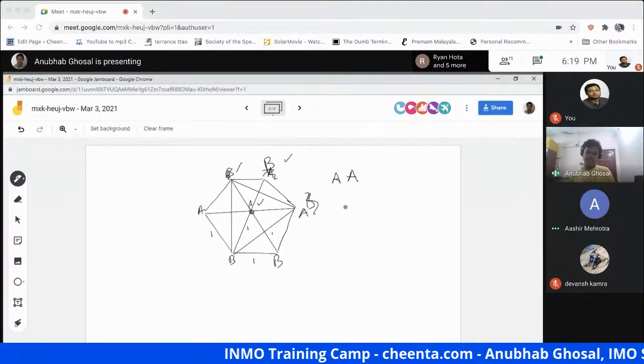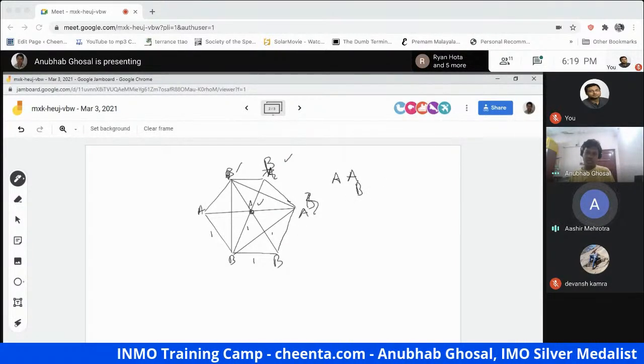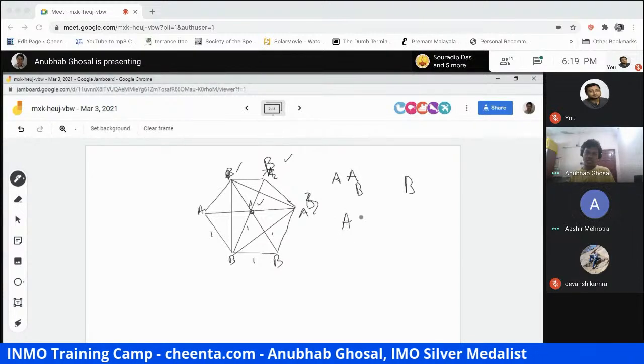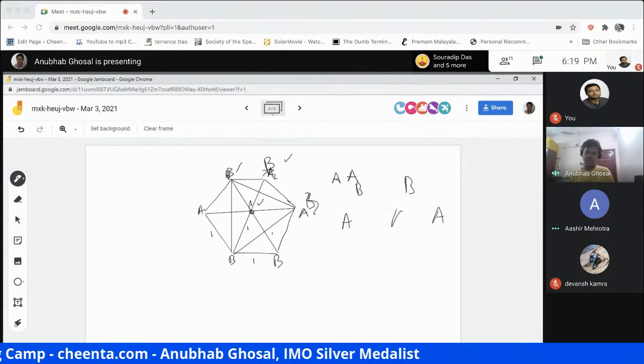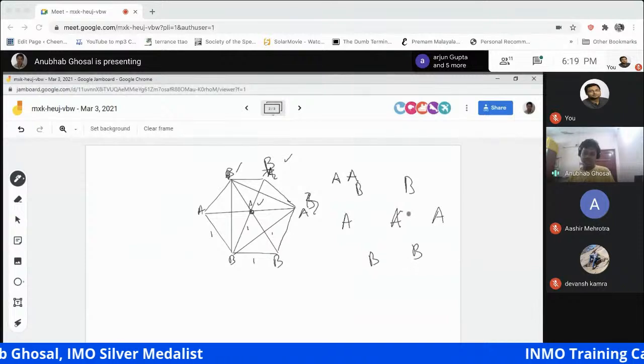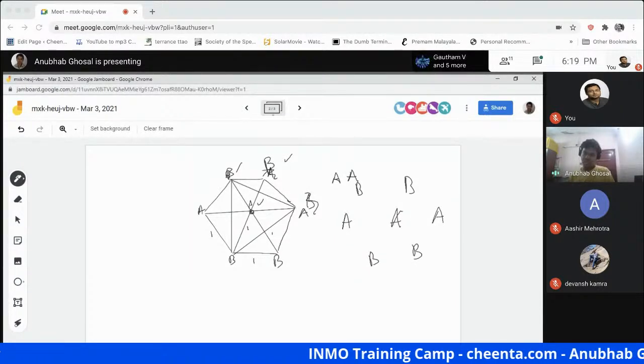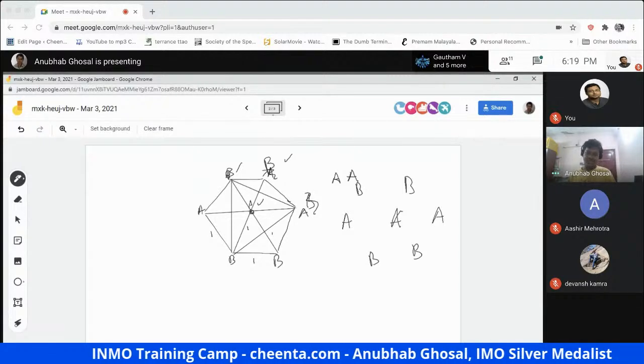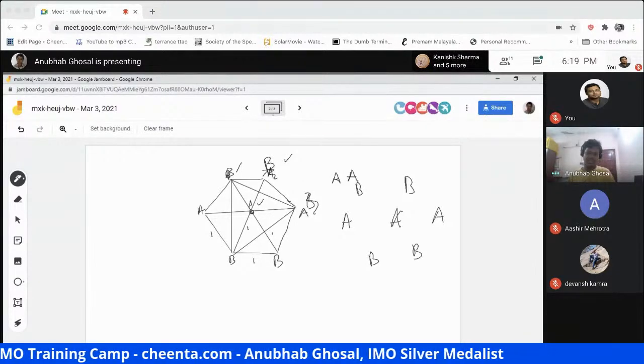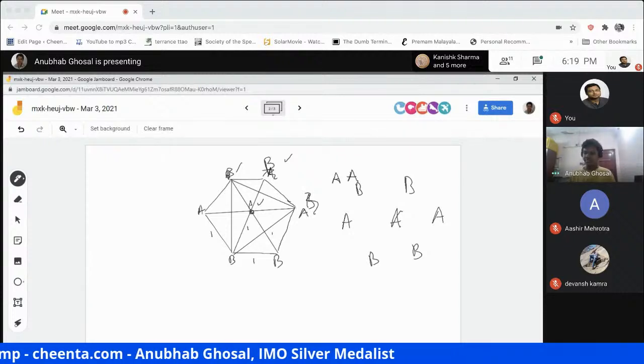But this doesn't work, right? This is a counterexample to what you have made right now. B, B, A here, with A in between, and here B, here B. This doesn't have a monochromatic triangle of side length root 3 or 1. So go on trying. Take some points and go on trying.